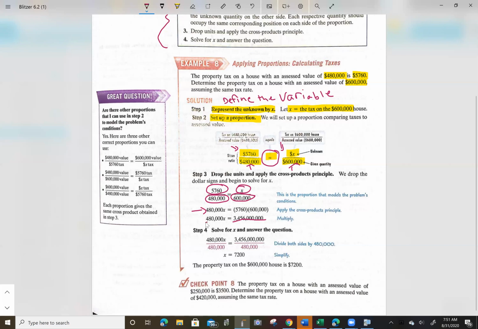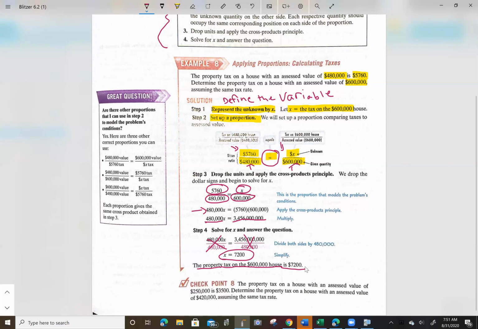And then to isolate our variable, we need to divide both sides by 480,000. Okay, and when you do that, you get X is equal to 7,200. But remember what X is. X is the tax on the $600,000 house. So instead of writing X is equal to, you want to write the tax on the $600,000 house, which is how we define the variable, is equal to $7,200.